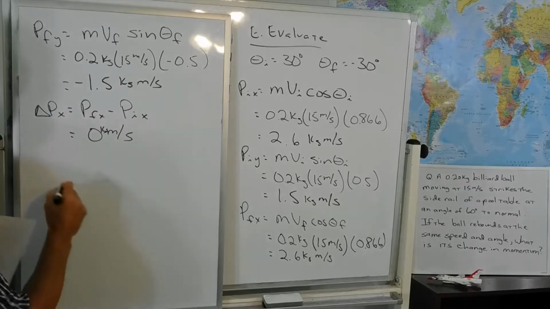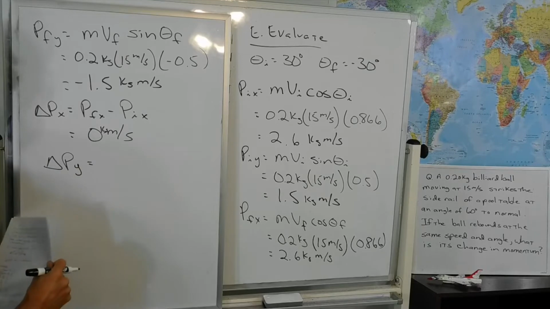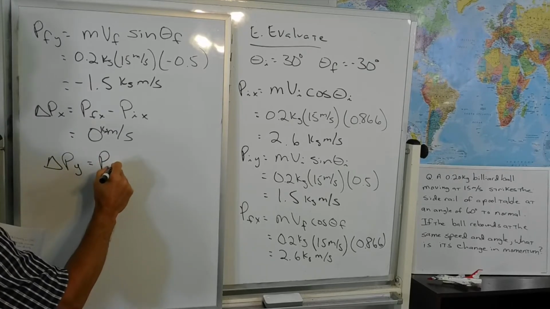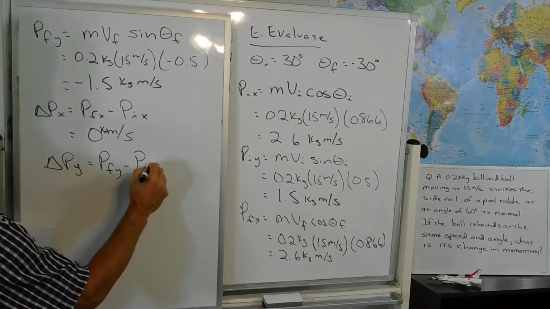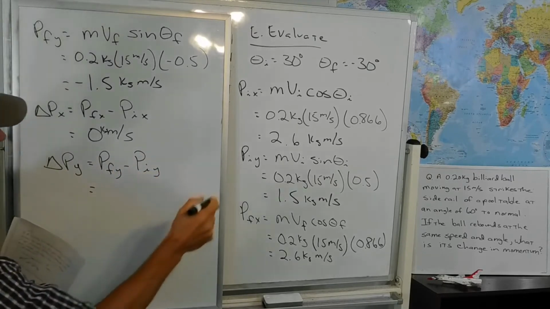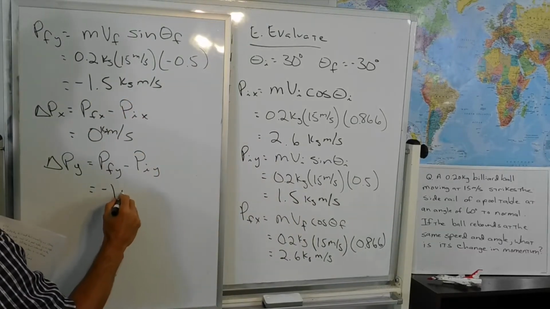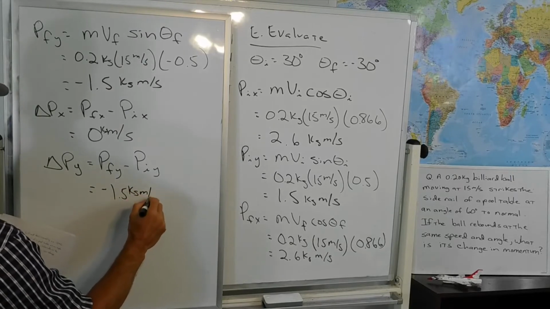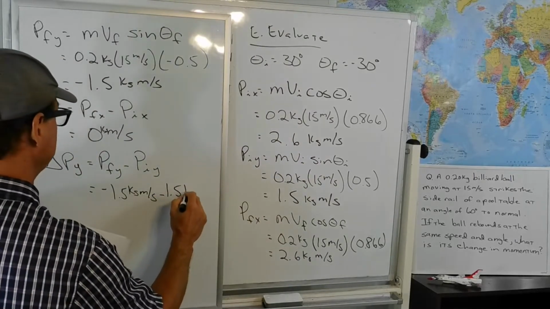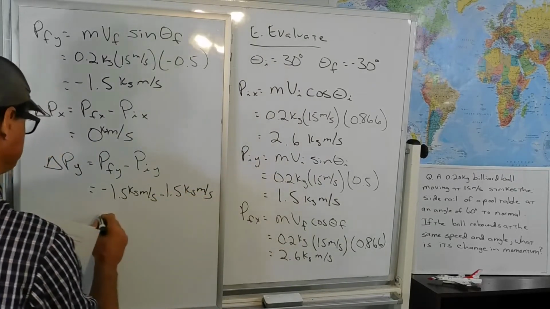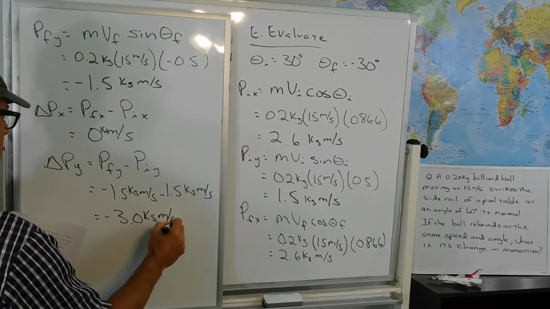kilogram meters per second. Now the change in momentum in the y coordinate, or the y component of it, is the y component of the final momentum minus the y component of the initial momentum. So it's this number here, minus 1.5 kilogram meters per second, minus 1.5 kilogram meters per second. So it turns out to be minus 3.0 kilogram meters per second.